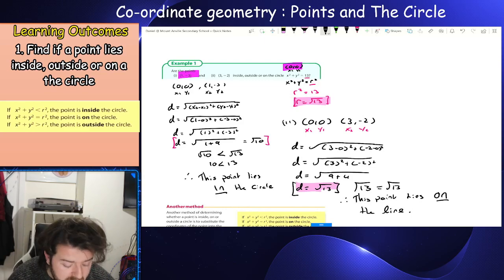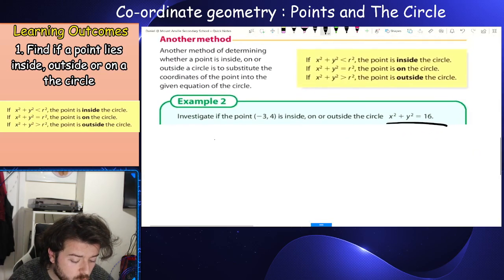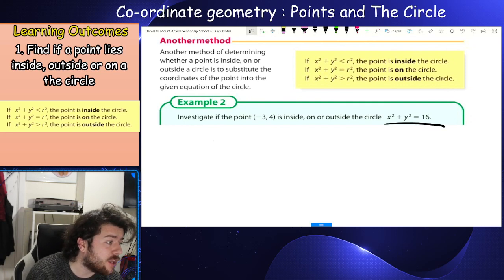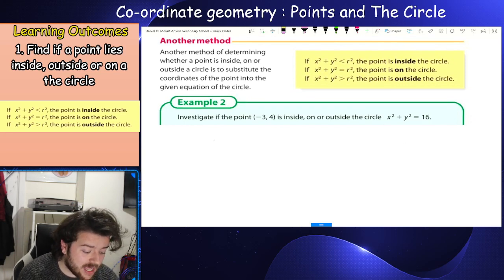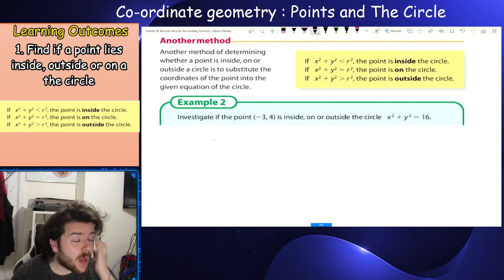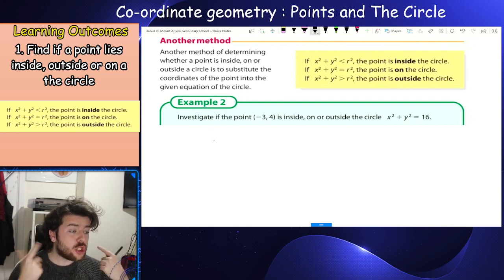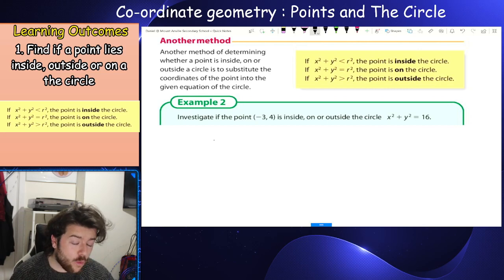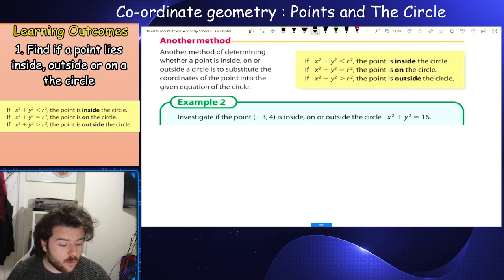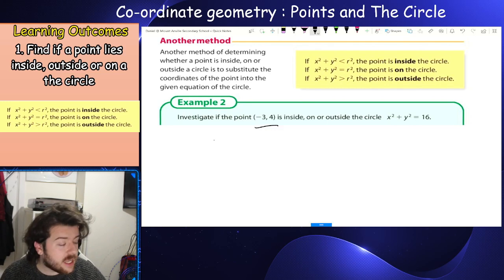Then the other method we could do is use our equation of a circle, like how in my previous video I used the equation of a circle to find the radius when we have a point on the circle. So, investigate if the point minus 3, 4 is inside, on, or outside the circle. Basically, I'm going to sub these points in, and if it's less than 16, it's going to be inside. If it's equal to 16, it's going to be on. And if it's greater than 16, it's going to be outside the circle.